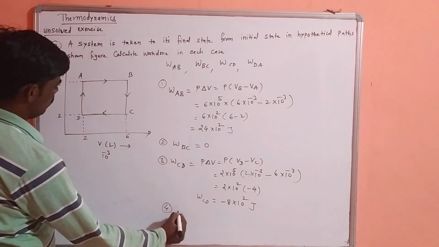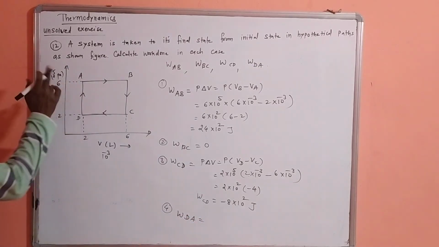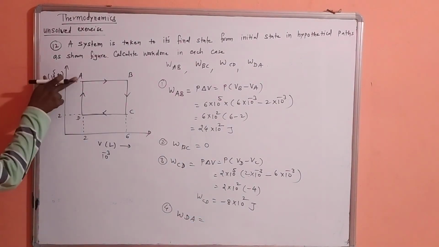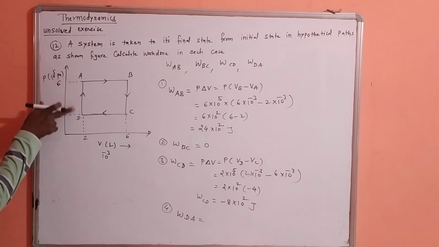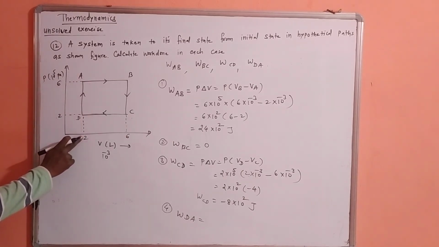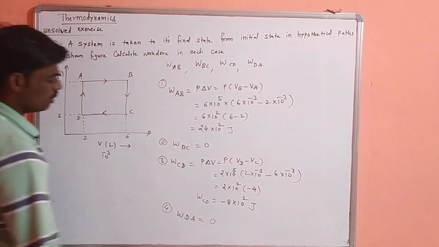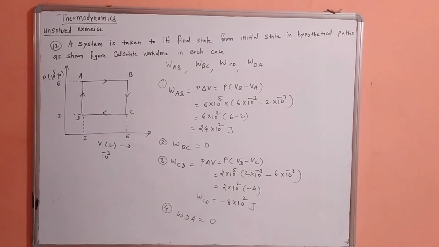Then fourth, work done along DA. See these 2 points DA. Again there is a change in pressure but the volume is constant. So the difference of volume will be 0. So the work done for this path DA is 0.